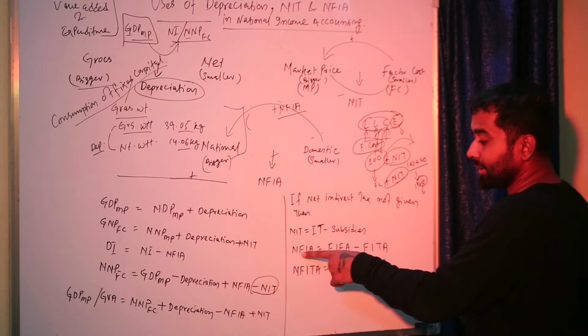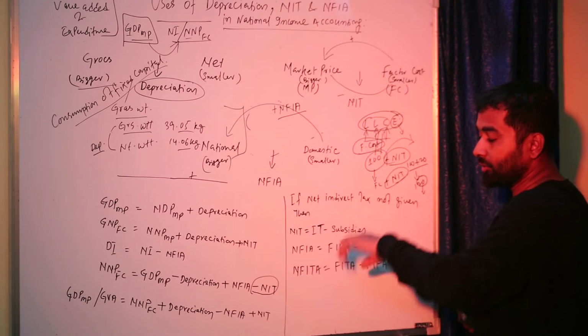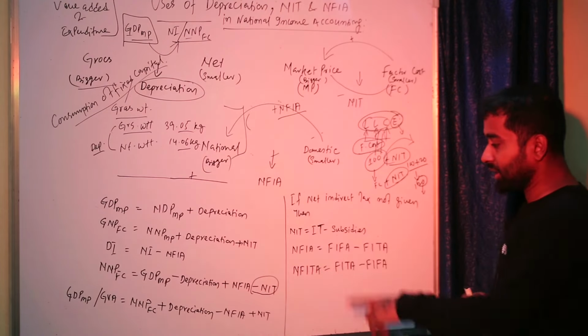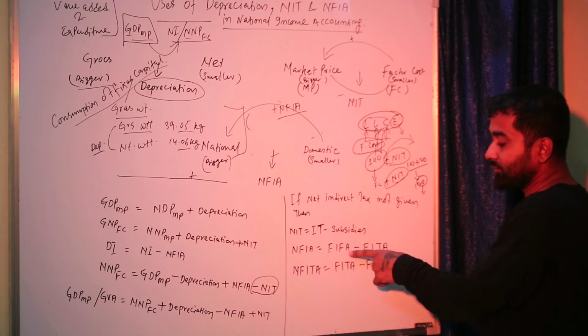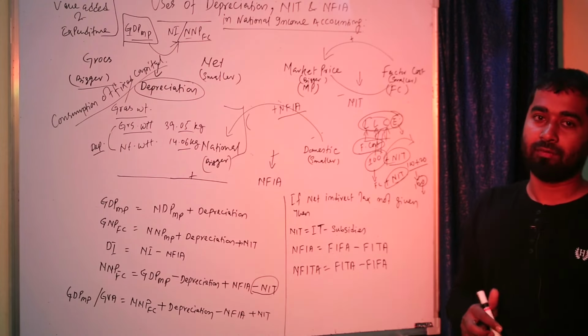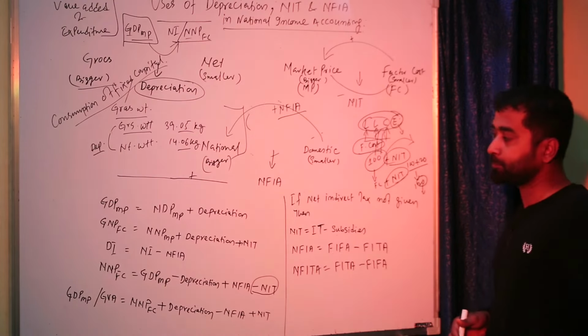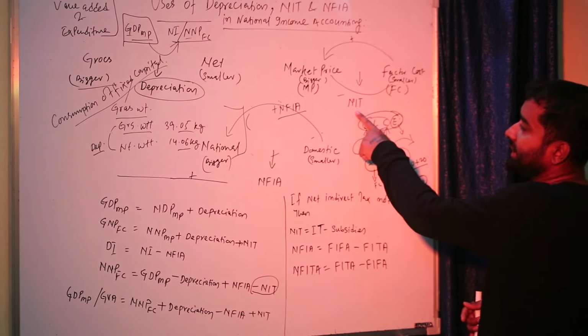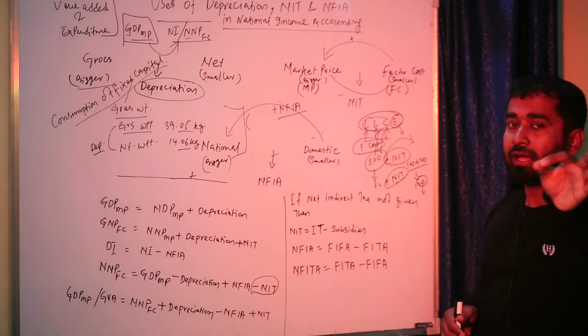Again, to get factor income from net factor income from abroad, I should subtract FITA, factor income to abroad, from FIFA, that is factor income from abroad. That's it. Another part is NIT, that is net indirect tax.